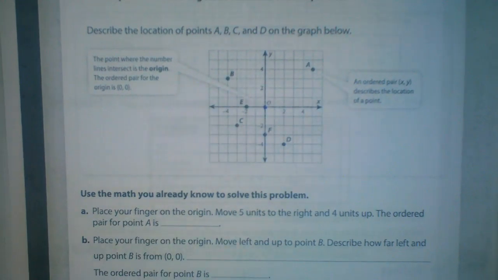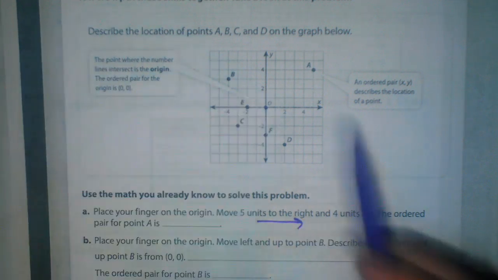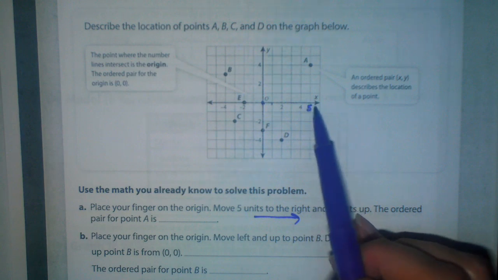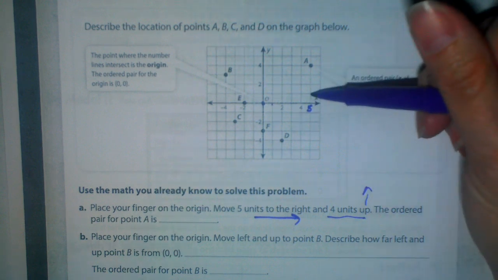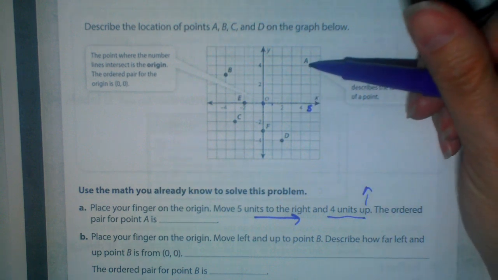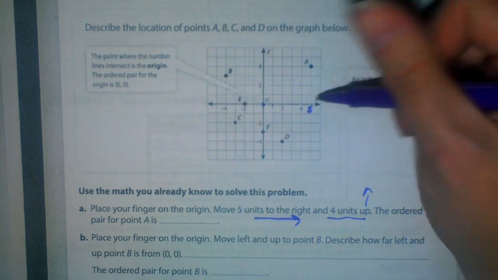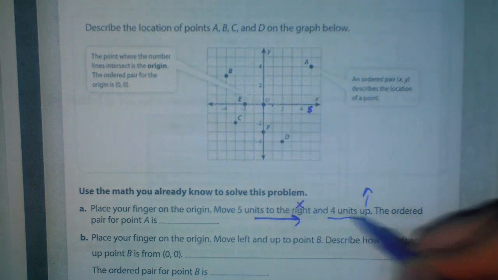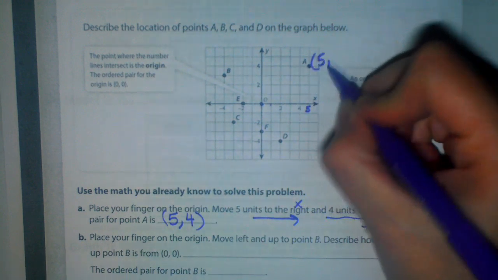Place your finger on the origin and move 5 units to the right. So 1, 2, 3, 4, 5. And 4 units up. So 1, 2, 3, 4. So the ordered pair for point A is what? Well, we're on 5 on the X. So right is on your X, up is your Y. So 5, 4. This is 5, 4.